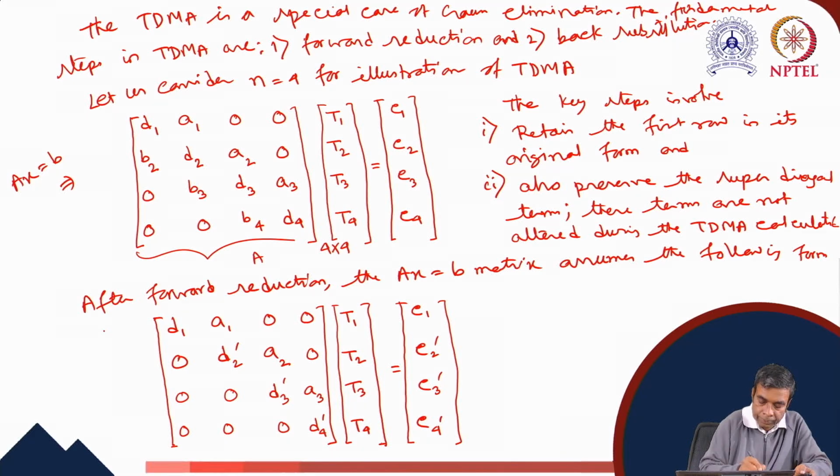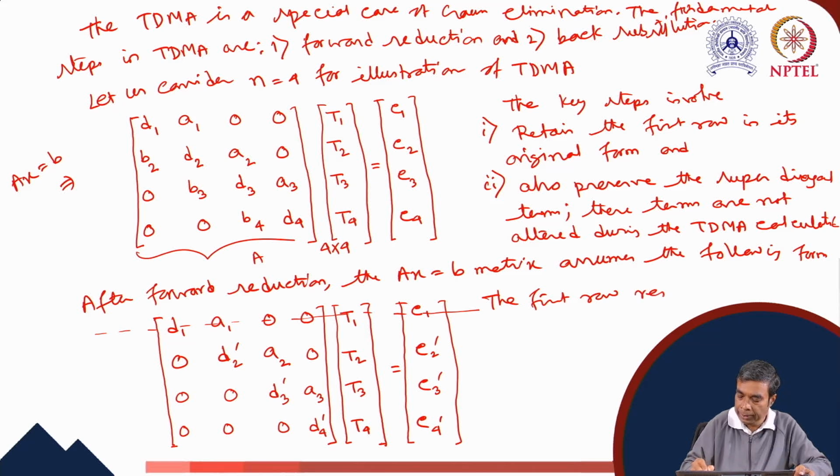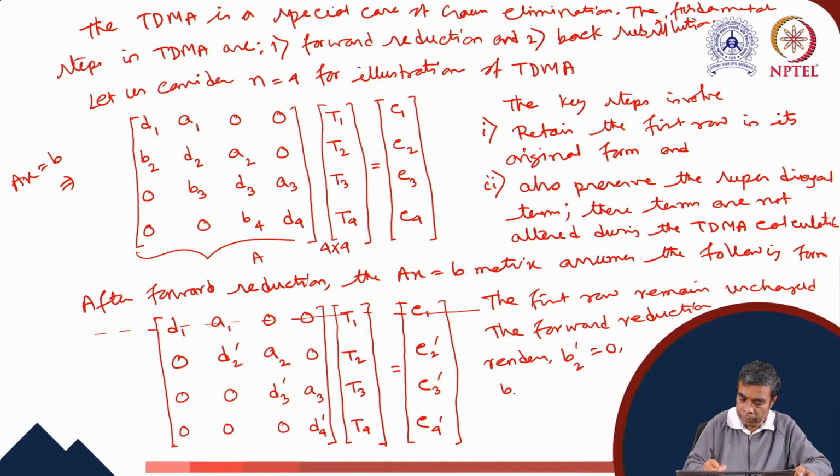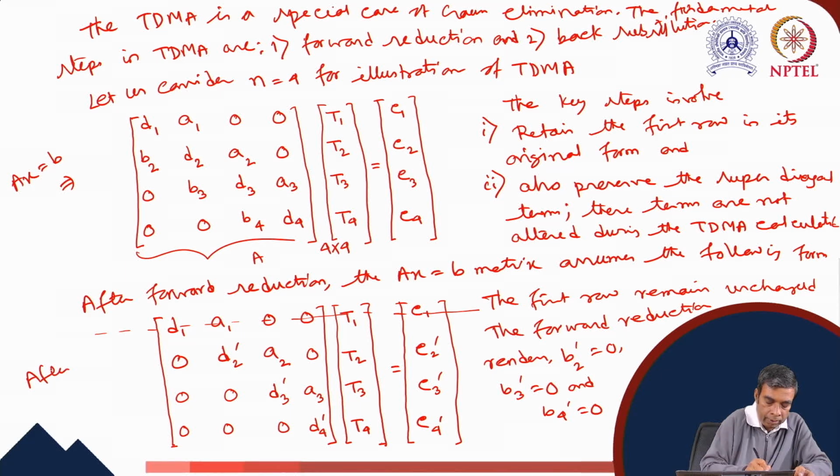So the first row remains unchanged. The forward reduction renders B2 dash equals to 0, B3 dash equals to 0, and B4 dash equals to 0 after row reduction or forward reduction. We get an upper bidiagonal matrix.